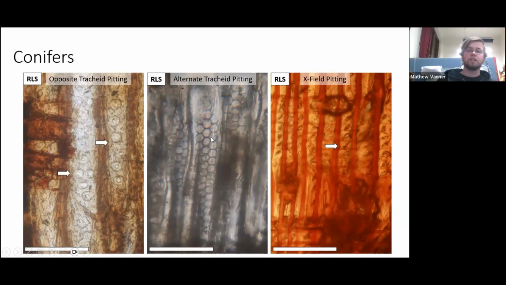The other important feature for identifying conifers is crossfield pitting. Crossfield pitting is essentially the crossfield, where if you have a tracheid, which is in this case vertical, and a ray, which would be that light horizontal line, those are the pits that go directly in between a ray and a tracheid, and those have a number of different features and different patterns as well.